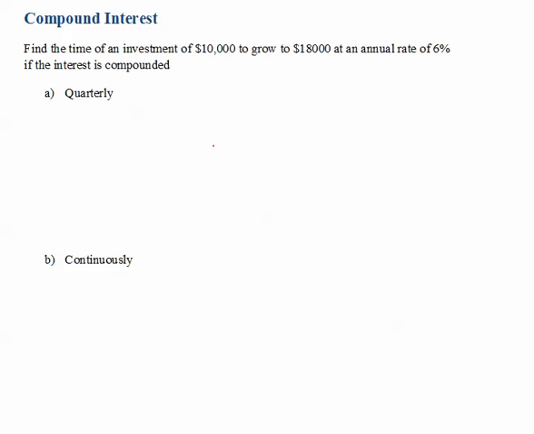If the interest is compounded, first we want to see if it's compounded quarterly. So first of all, what formula do we use if the interest is compounded quarterly? The formula would be A(t), the amount at a certain time, is the principal, P, multiplied by 1 plus the rate, r, over n, where n is the number of times this investment is compounded, to the power of n times t.